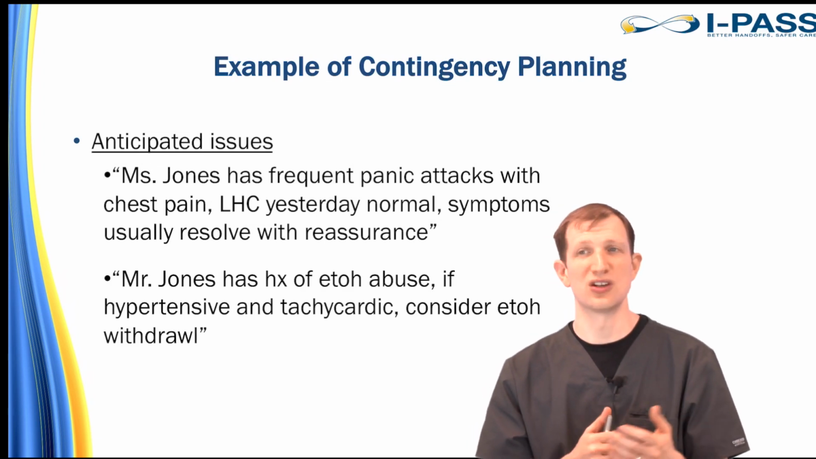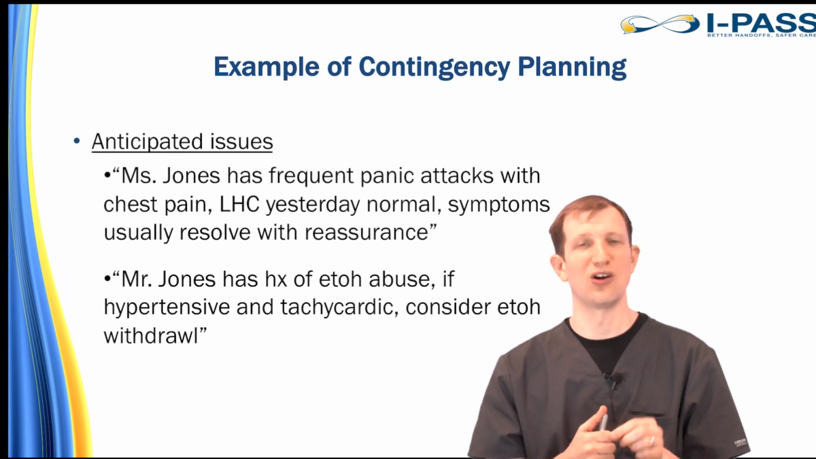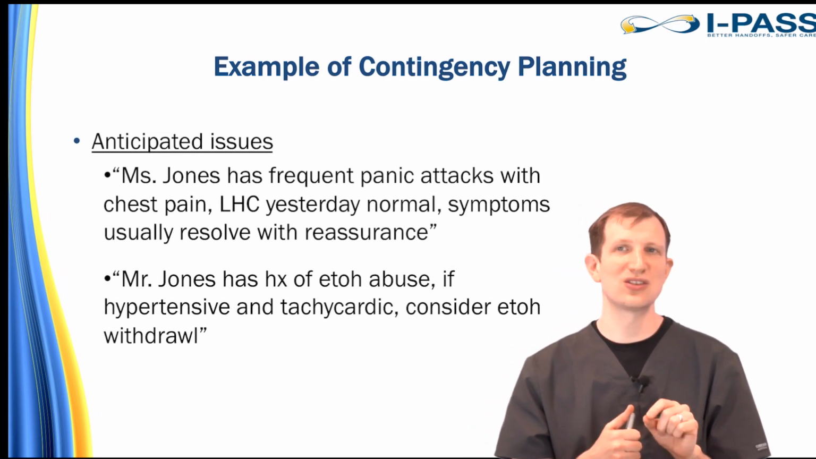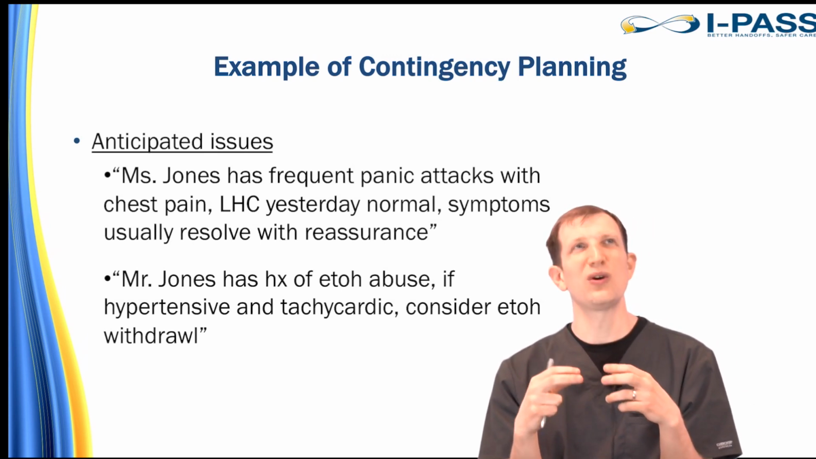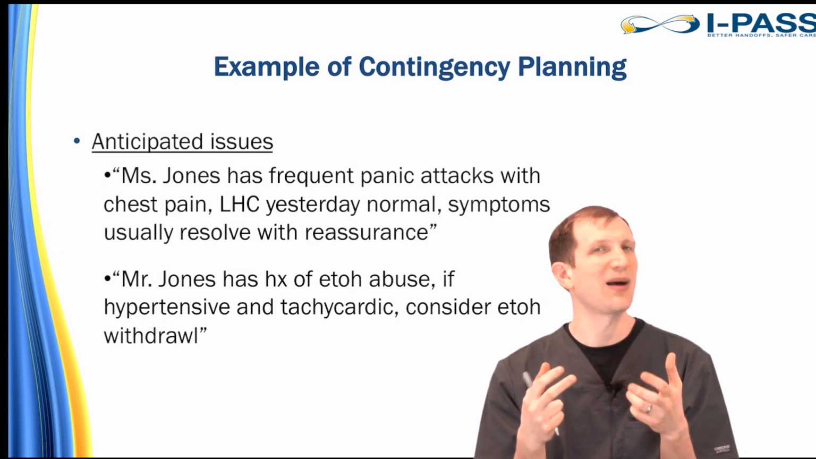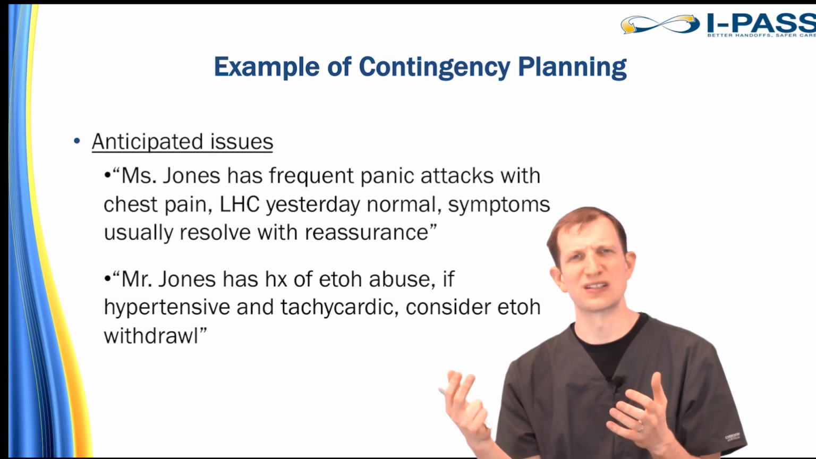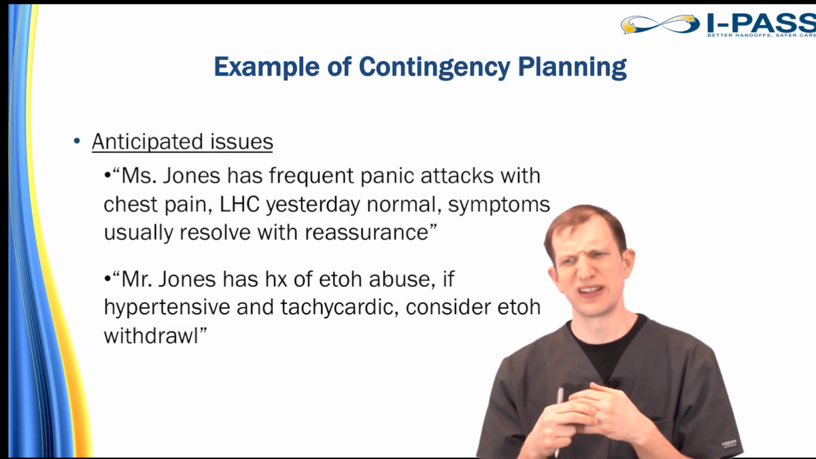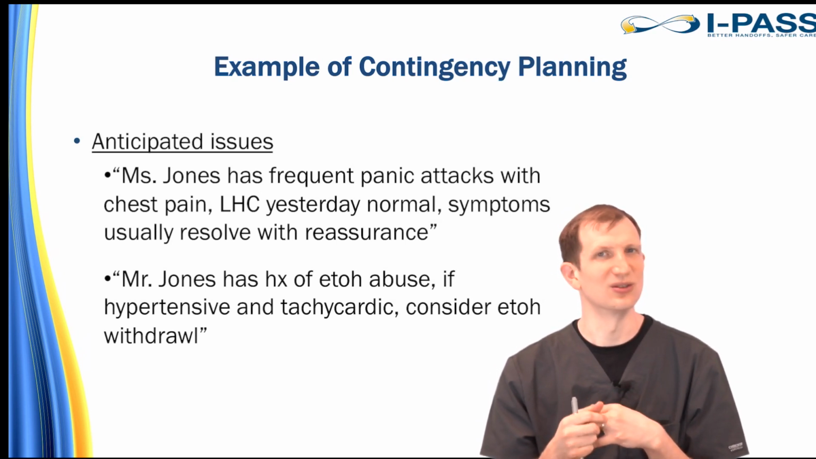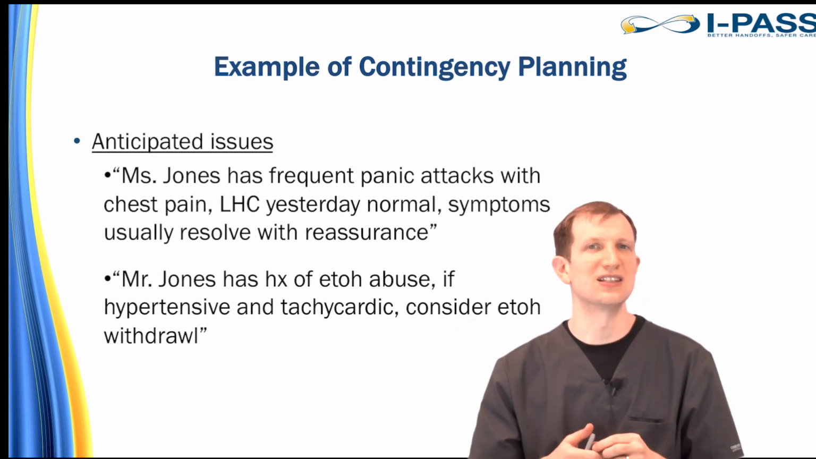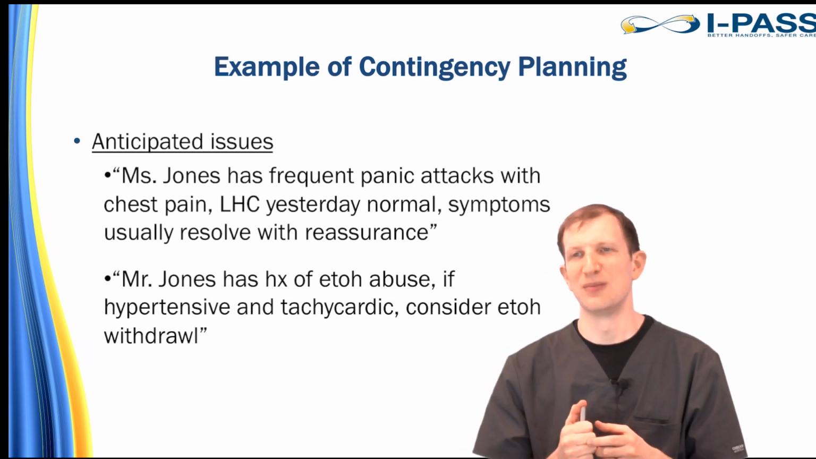Here's another one. Mr. Jones has a history of alcohol abuse. If he's hypertensive and tachycardic, consider alcohol withdrawal. The key question to ask yourself here before you leave the day when you're doing your handoff is, what would I not be surprised if this happened overnight? So for Mr. Jones, you've just met him. He's told you that he drinks a case of beer each day, and you're thinking to yourself, yeah, I wouldn't be surprised if he started to have withdrawals in the next day or two. That's the perfect thing to put in the contingency planning. What you think might go wrong and what to do about it if it starts to happen.